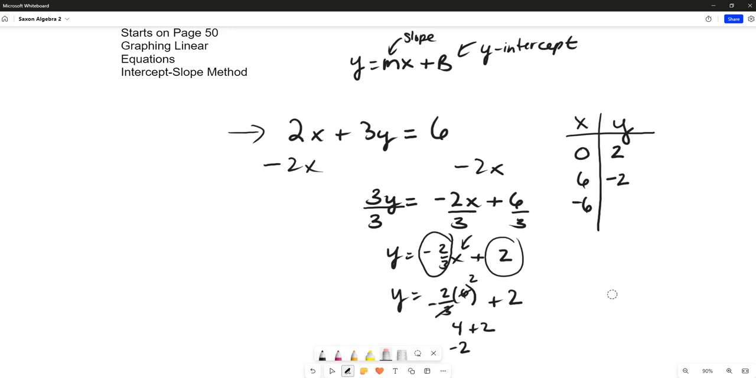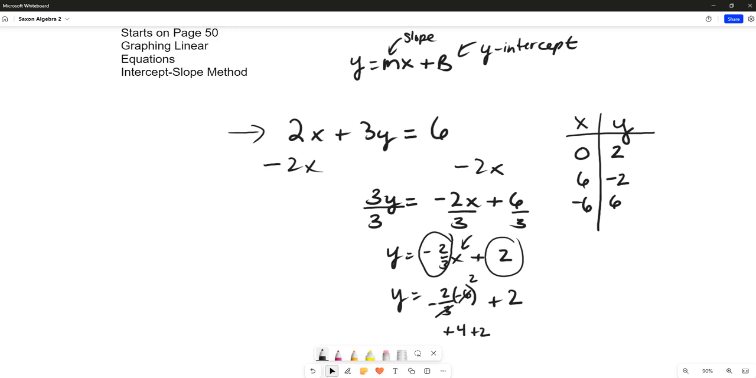And then when I put in a -6, it changes the sign. This still cancels. This is still 2, but it's a negative 2 times a negative 2. So this is a positive 4 plus 2. So this is a positive 6.